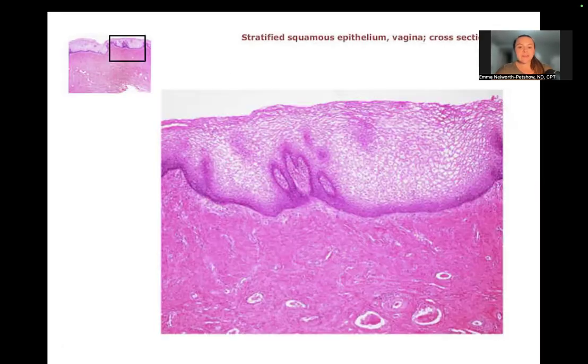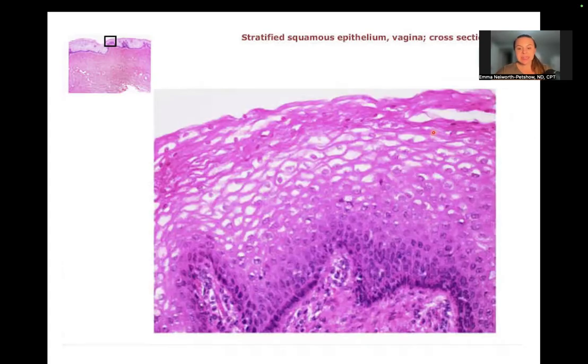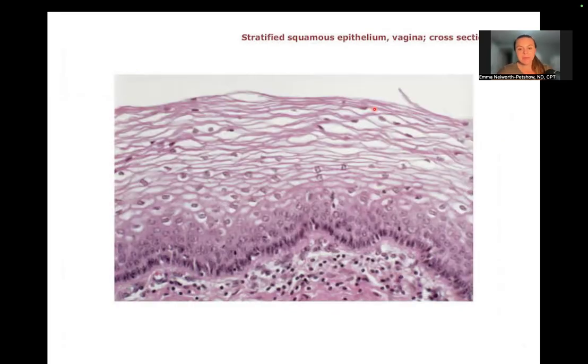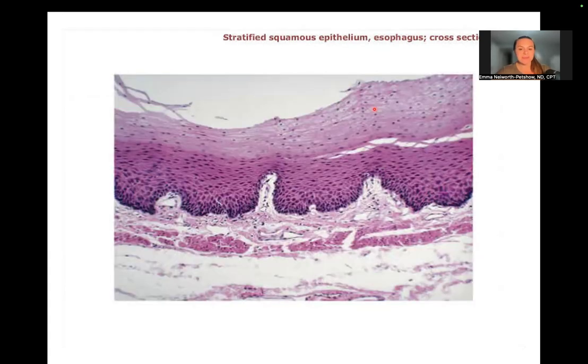So we look at our stratified squamous epithelium, we can see that there are a multitude of layers present here, and that's part of that protective nature and the idea behind stratified squamous epithelium. We'll be looking at this in a deep dive when we look at the skin, the integumentary system, next week. But for now, these are many views of the vagina, the cross-section of the vagina.